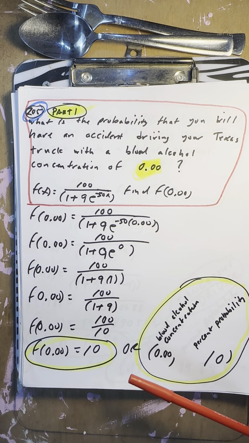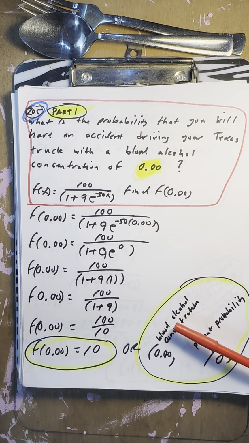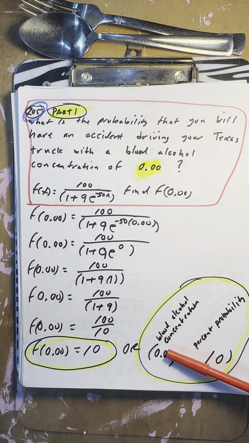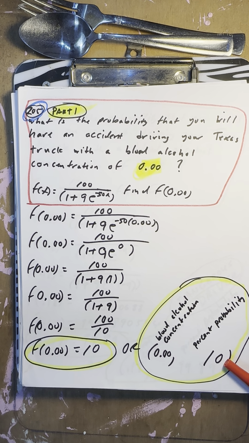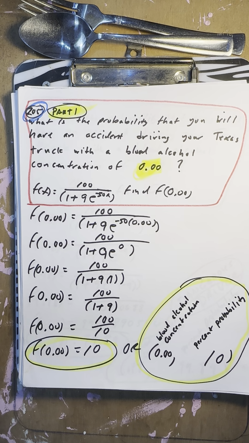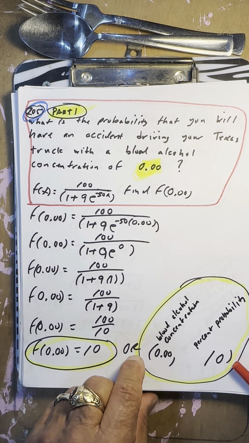So if your blood alcohol concentration is 0.00, the probability you can have an accident is 10%. In other words, it's Saturday night, you're out there at 2 or 3 in the morning, there are all these cars driving around, and accidents happen. Okay, now 10%, not too bad.